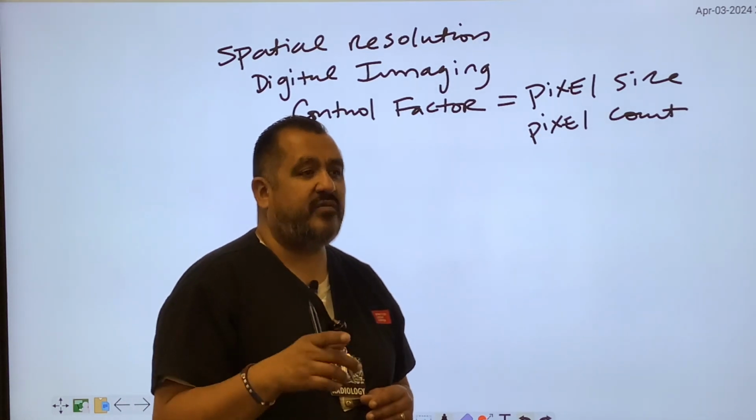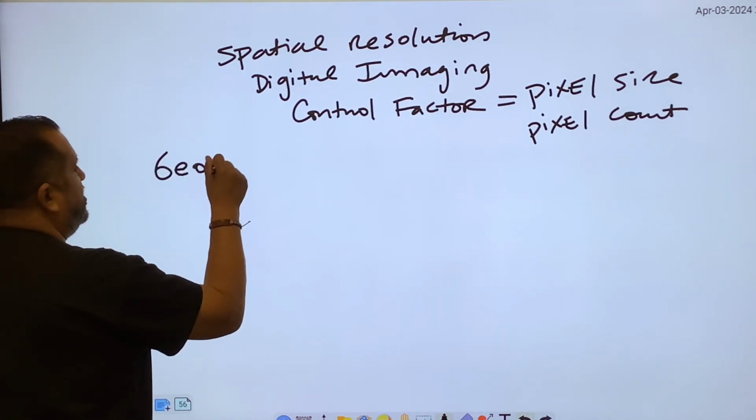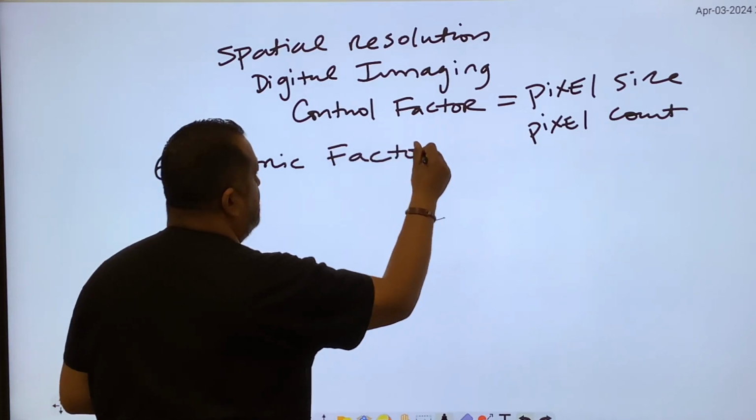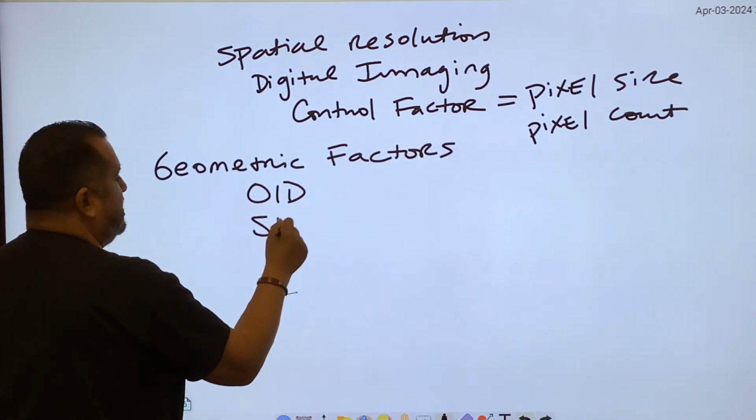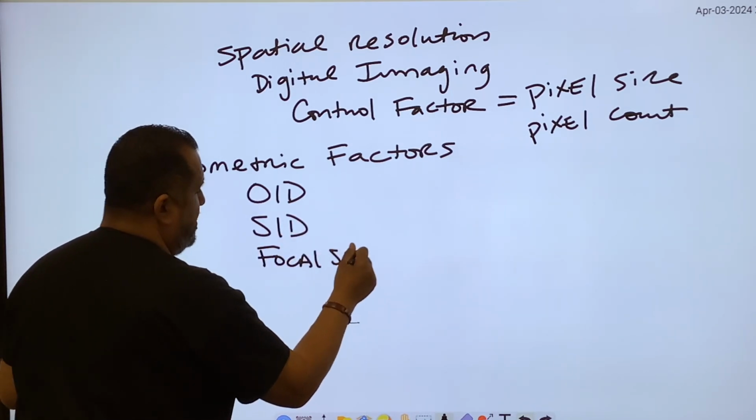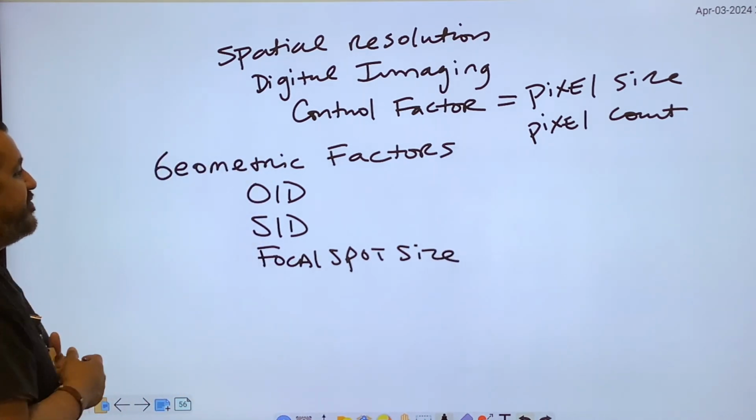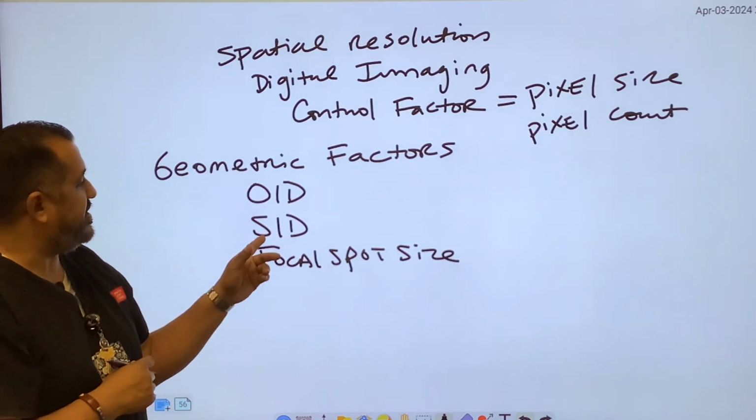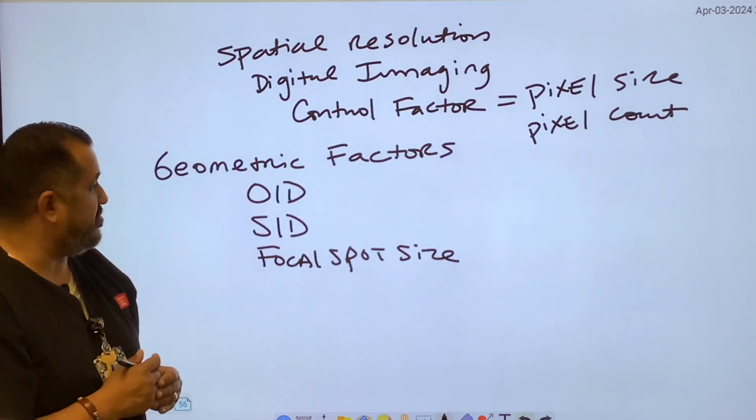But I'm going to get started first on geometric factors. Geometric factors are your OID, your SID, and your focal spot size selection. These are the three geometric factors. OID is the object to image distance. SID is your OID plus your source to object distance.